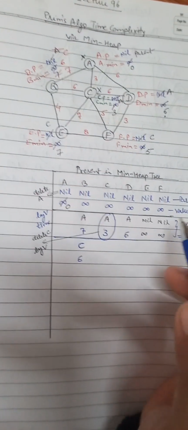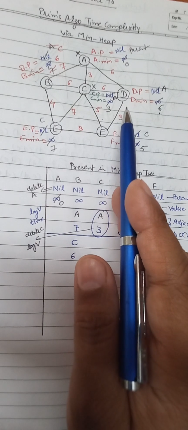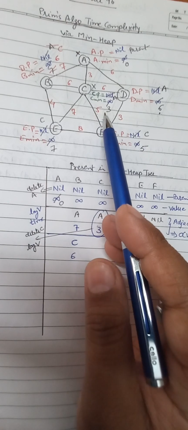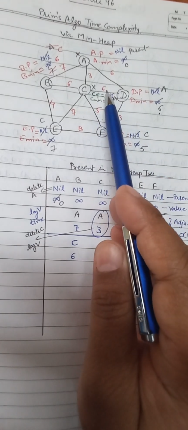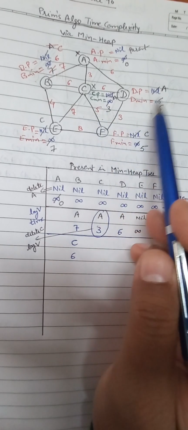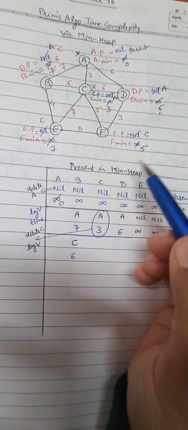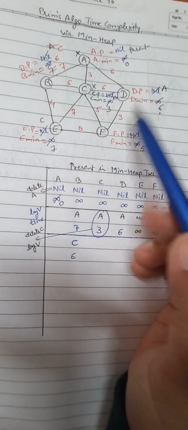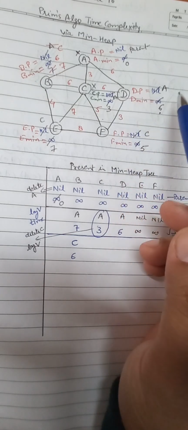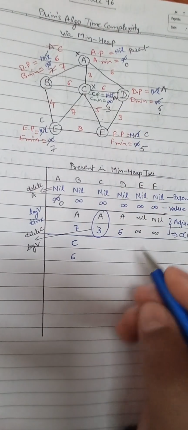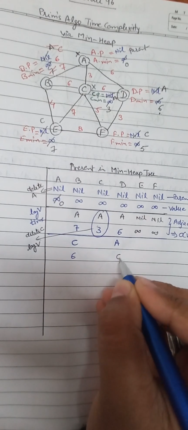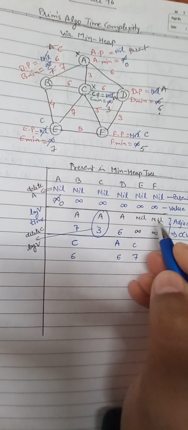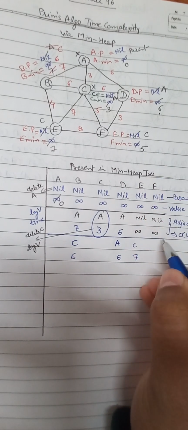Now this one is deleted, so no need to change. D's parent is the same. Why are we not changing it? Because the value is the same. Here it is 6, so we are not changing it. It will remain the same. So we are writing here A and 6, and here E, C and 7, F, C and 5.